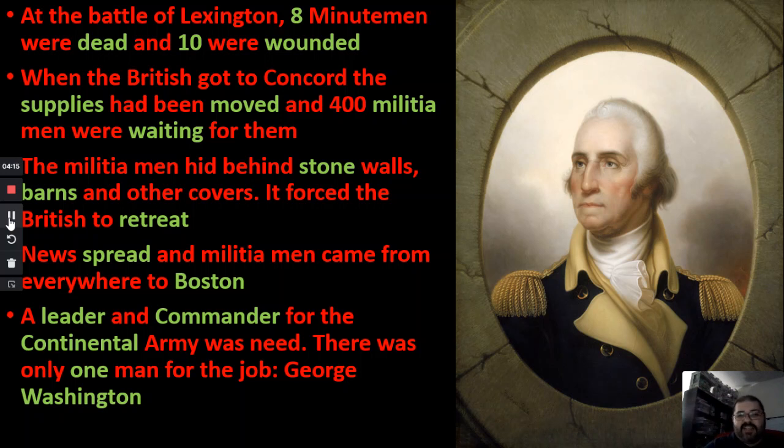Now it's one thing to have a militia, a group of citizen soldiers. You need a leader, and that's what these guys were like. We need somebody to command, to train some troops, and somebody to lead these guys, somebody that everyone believes in. And everyone was like, oh my God, there's one guy who could lead an army, and that is George Washington.